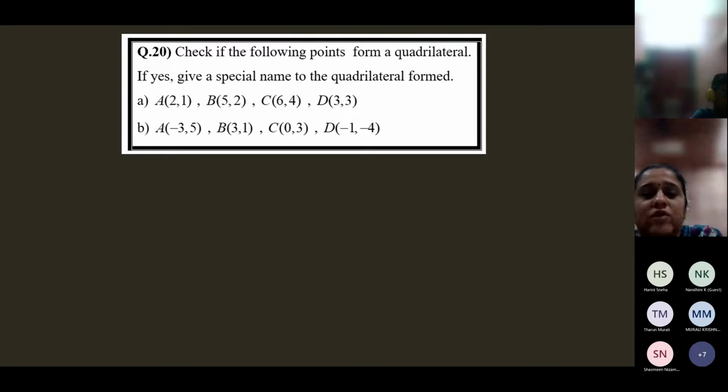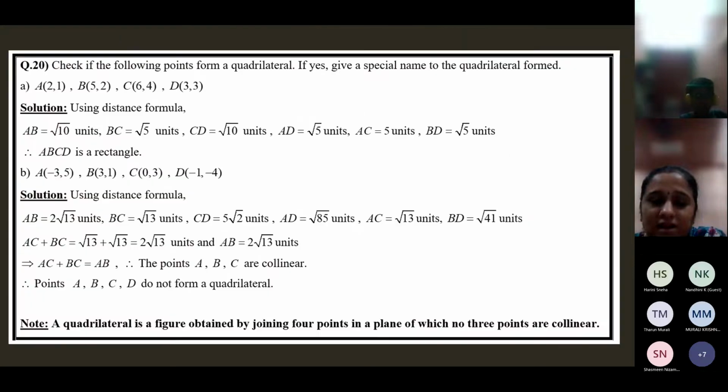All right. Check if the following points form a quadrilateral. If yes, give a special name to the quadrilateral formed. So now at this point, children, you have understood very clearly how to find the length of a line segment using the distance formula. You know how to find the lengths AB, BC, CD, AD, and the diagonals AC and BD. So I'll just show you the working and explain.